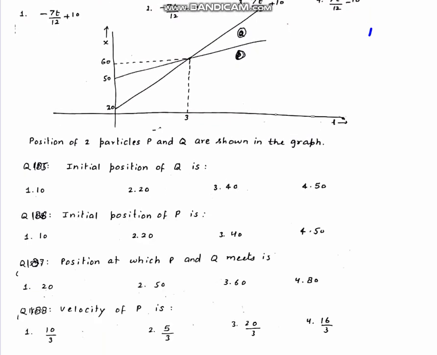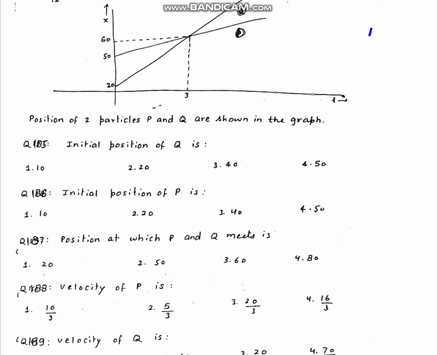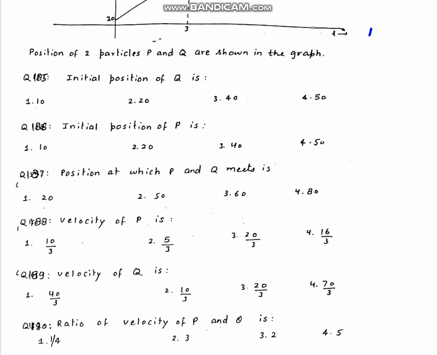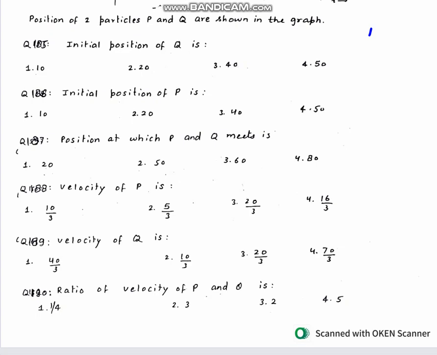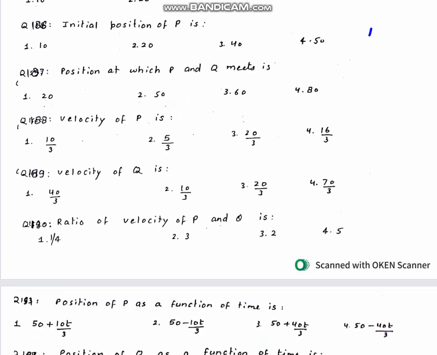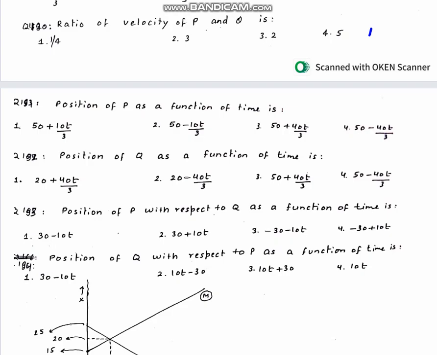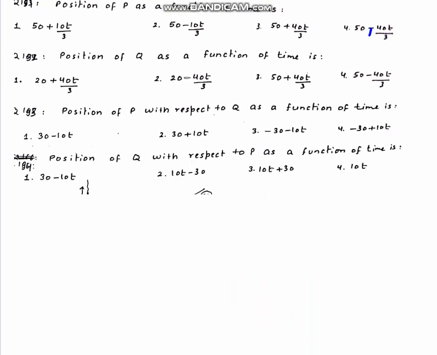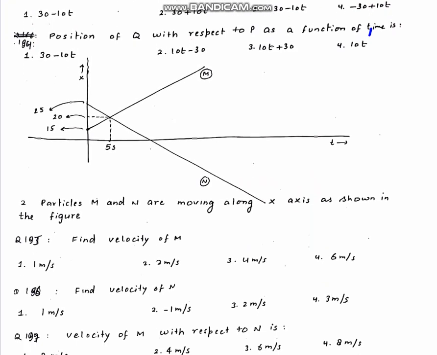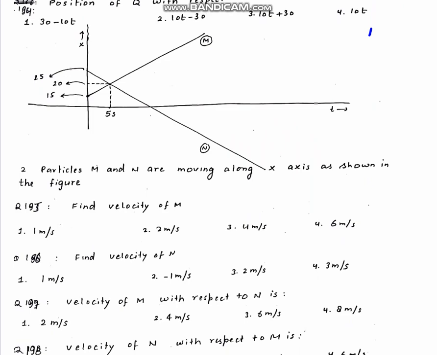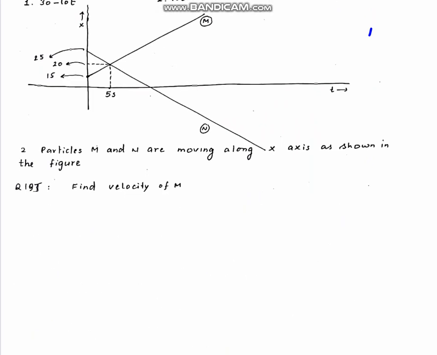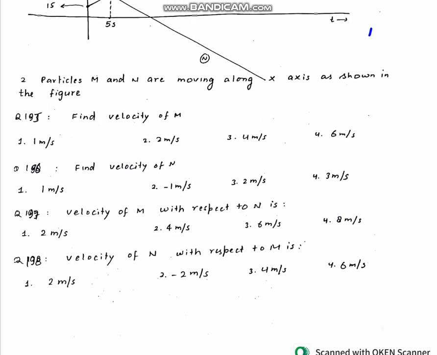Then we have another question. We need to find the position of Q initially, finally, the initial position of P, then the position at which they meet, velocity of P, Q, ratio of velocities, position of P as a function of time, position of Q as a function of time, position of P with respect to Q, Q with respect to P. Then we have another problem on two particles, and we need to find their velocities, relative velocities, etc.